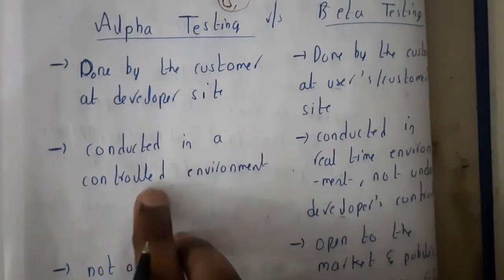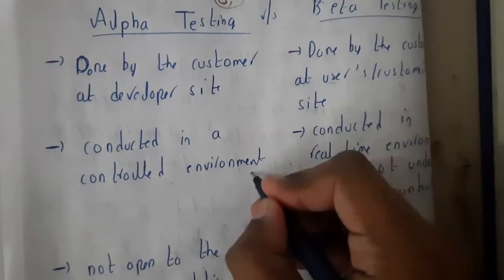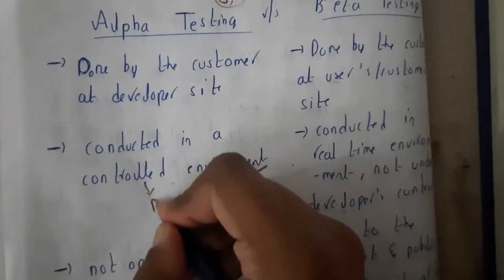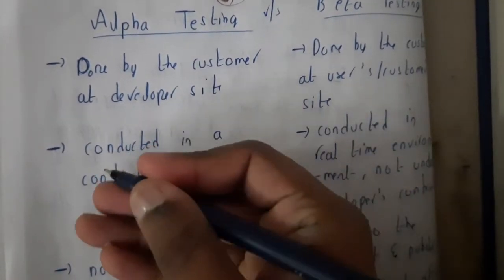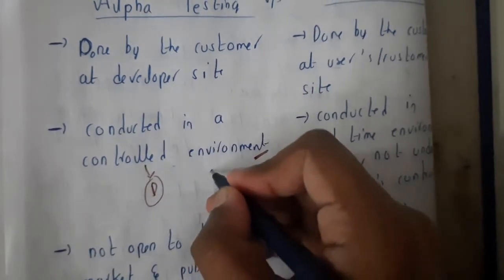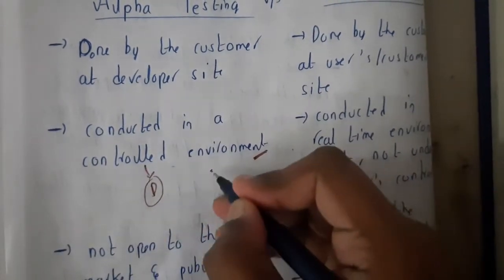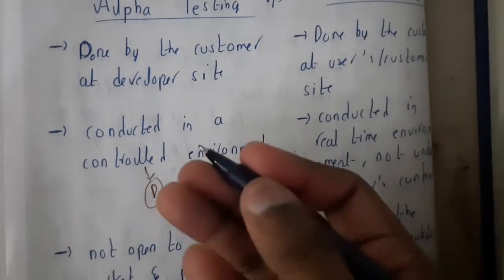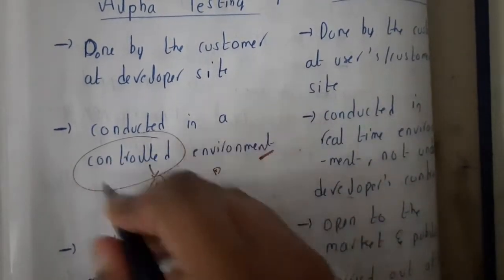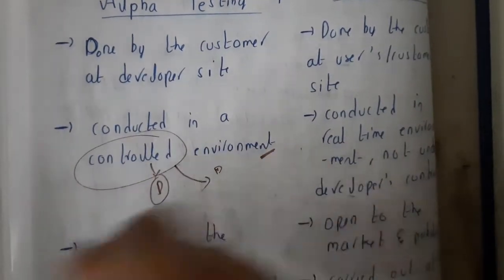So alpha testing is conducted in a controlled environment, that is nothing but in the presence of the developer. Controlled means, basically, if something goes wrong, he'll be there, right? So you will be just struggling by clicking the button, and he'll be saying, oh no, this is not a button, this is just an image. So you are in a controlled environment where the developer is helping you.